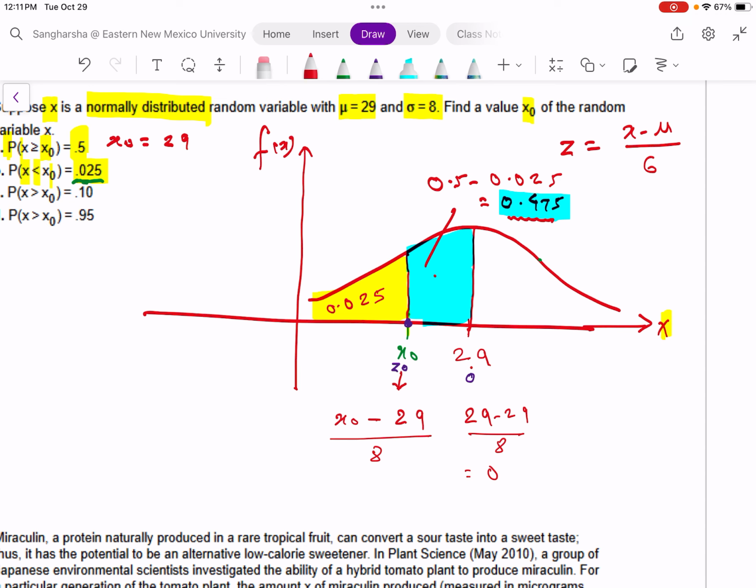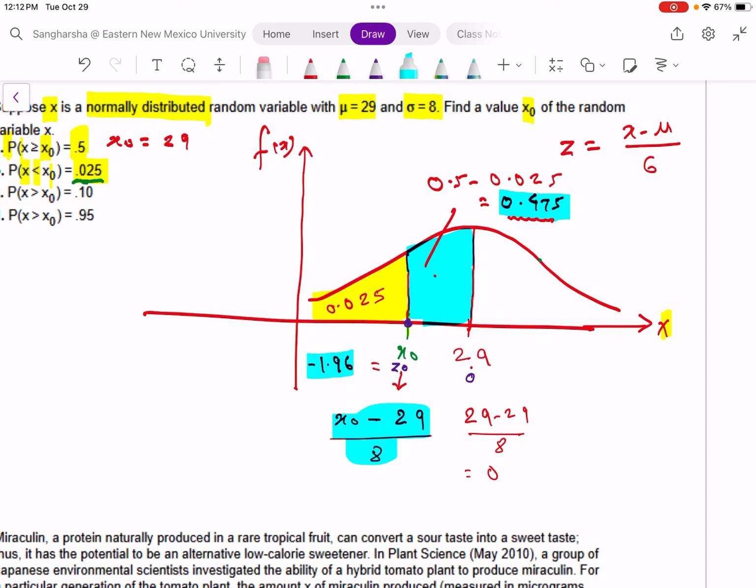Oh yeah, we have exact 0.475. So 1.96 is our G naught. Now it's on the left side. Will it be positive 1.96 or negative 1.96? It's the negative. If you have your G on the left side, it's always negative. So it's going to be negative 1.96.